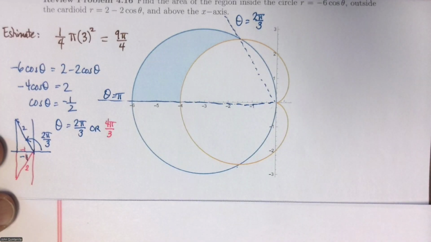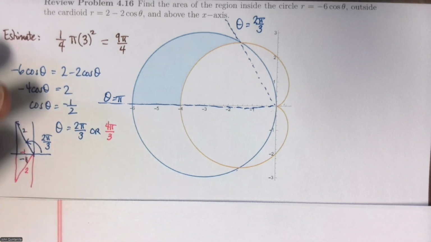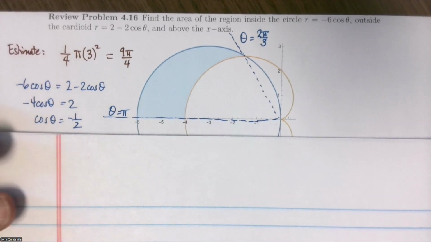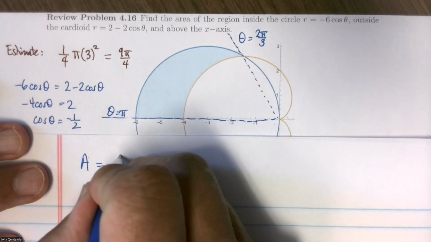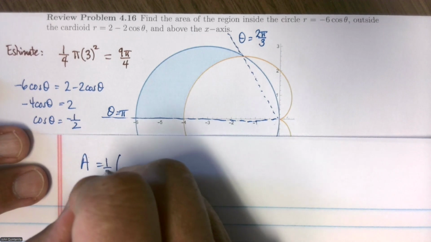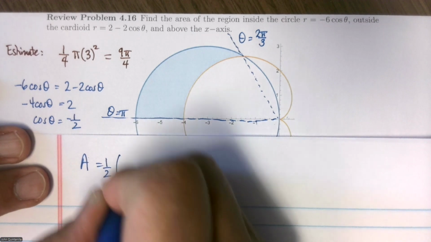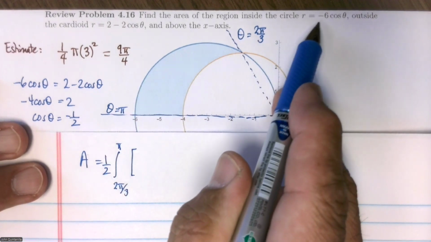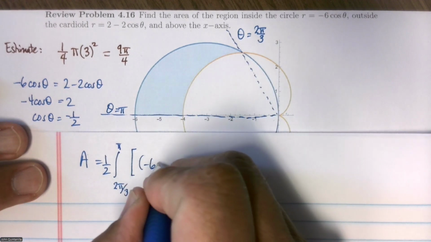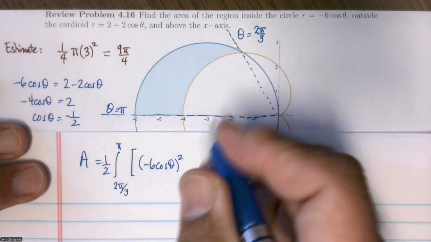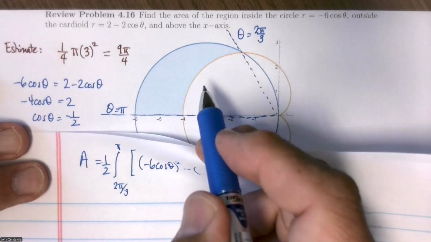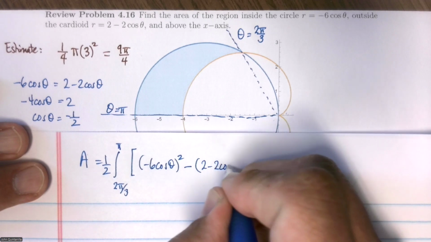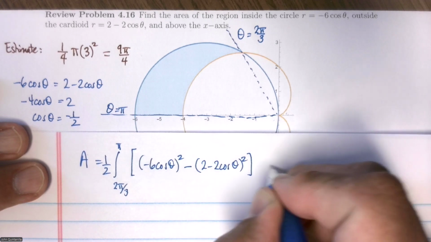All right, so with that, I can now set up my integral for this problem. So the area that I will have is going to be 1/2 the integral from 2 pi over 3 to pi of the outer edge, which is going to be the circle, -6 cosine theta, squared, minus the inner curve. The graph of the function for the inner curve is 2 minus 2 cosine theta, squared, d theta.